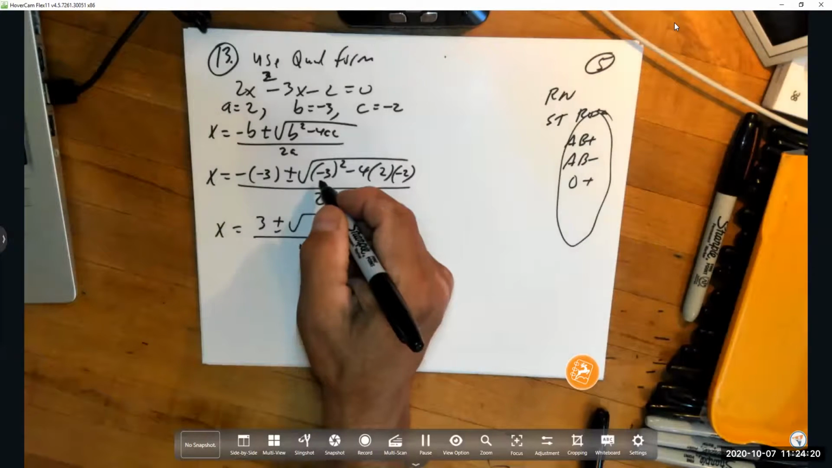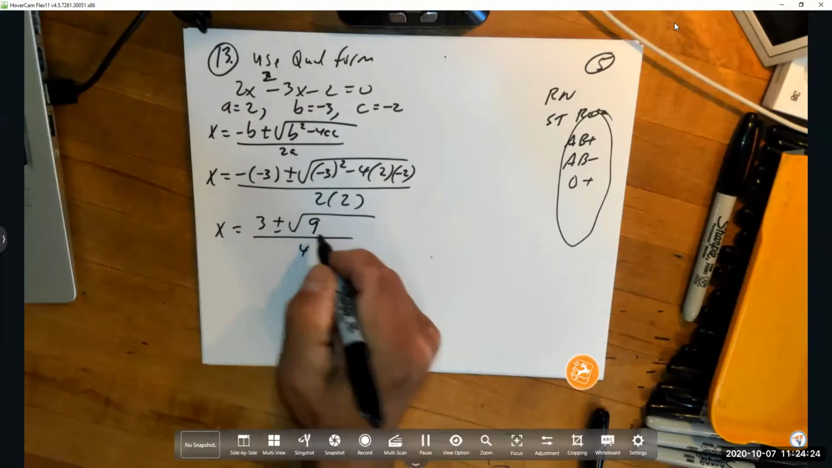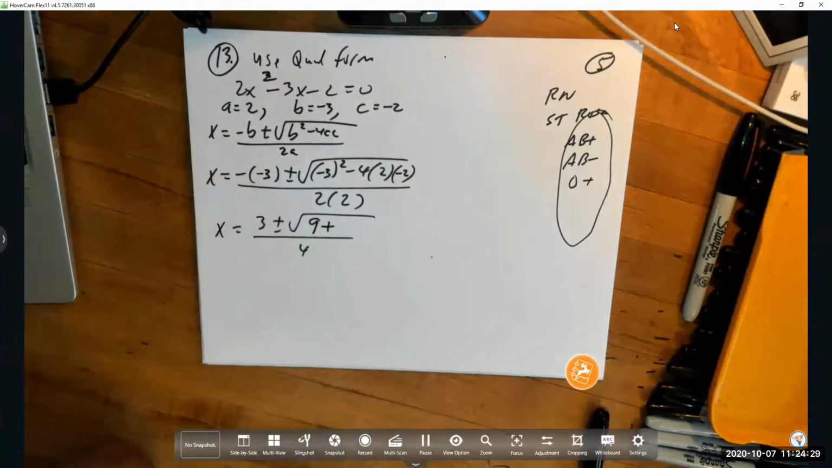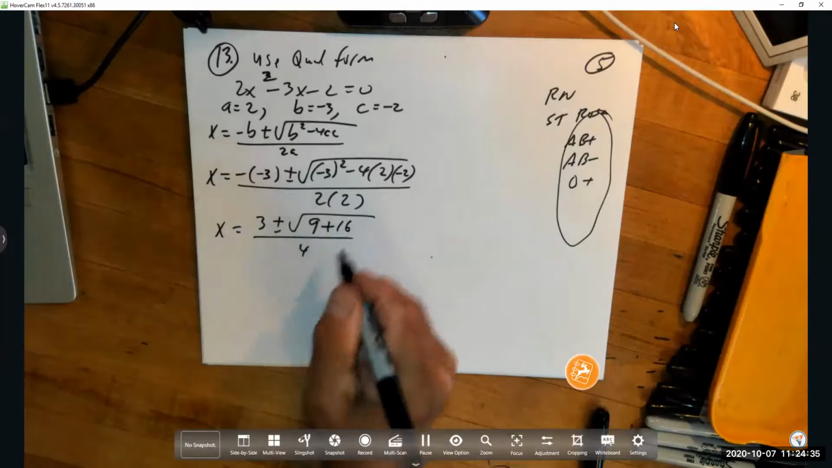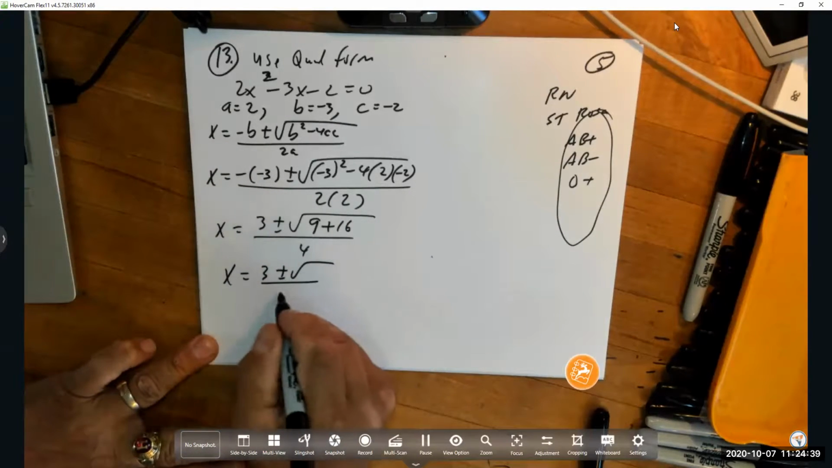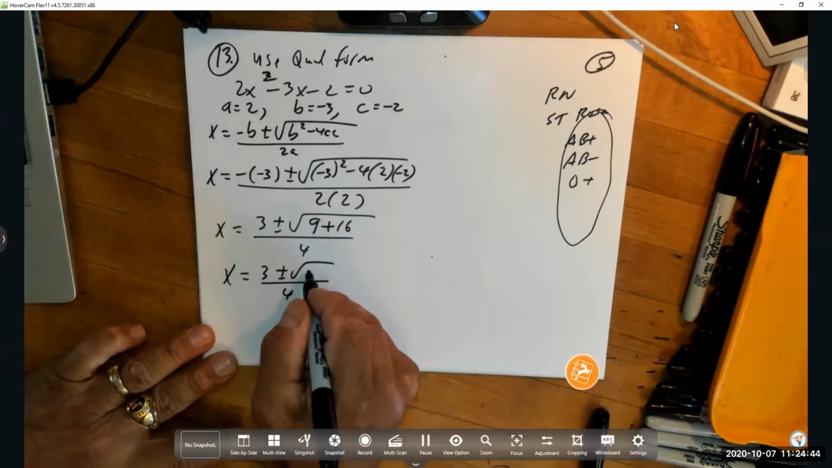Now, hard part. -3 times -3. Doing the calculator. 9. And then minus and minus should be a plus something. But I don't know what it is. What's 4 times 2 times 2? 16. Yeah, 16. Can I add those two numbers together? Yes. What is that number? 9 and 16. 25.